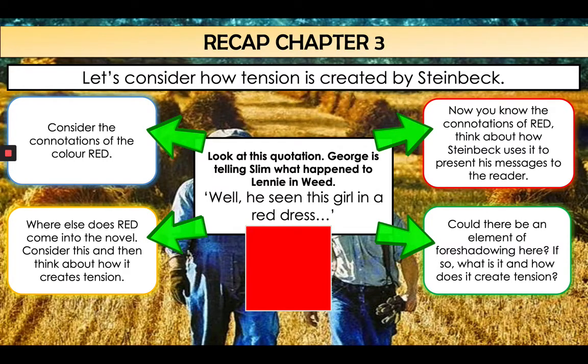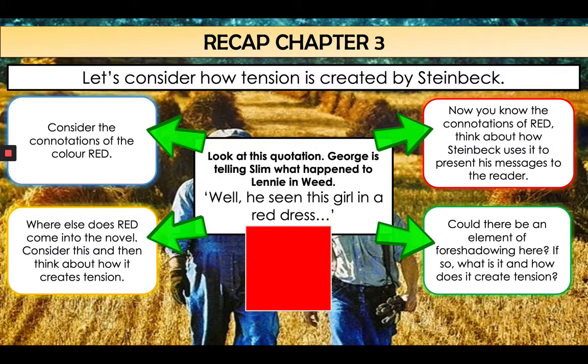George confides in Slim about the reason that he and Lenny had to leave Weed, the place that they previously worked. The quotation we've got in the middle is, well, he's seen this girl in a red dress. We've got 4 boxes around that are going to get us to pull apart this quotation. Now, you don't need to write anything down. Just be thinking about your answers before I talk it through.